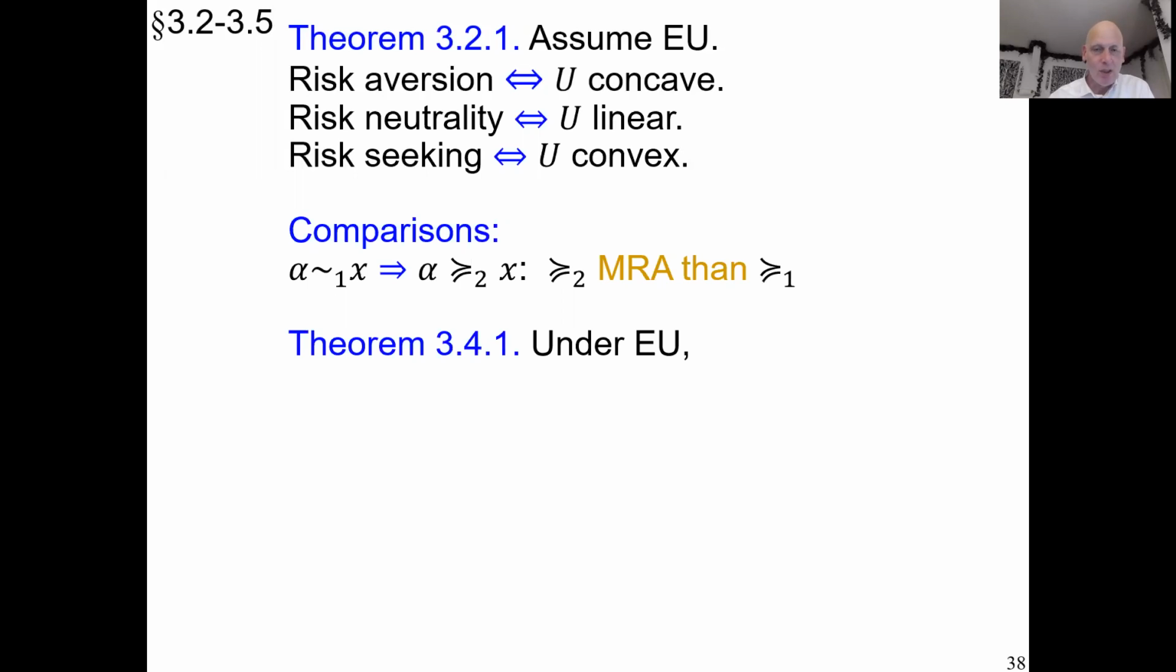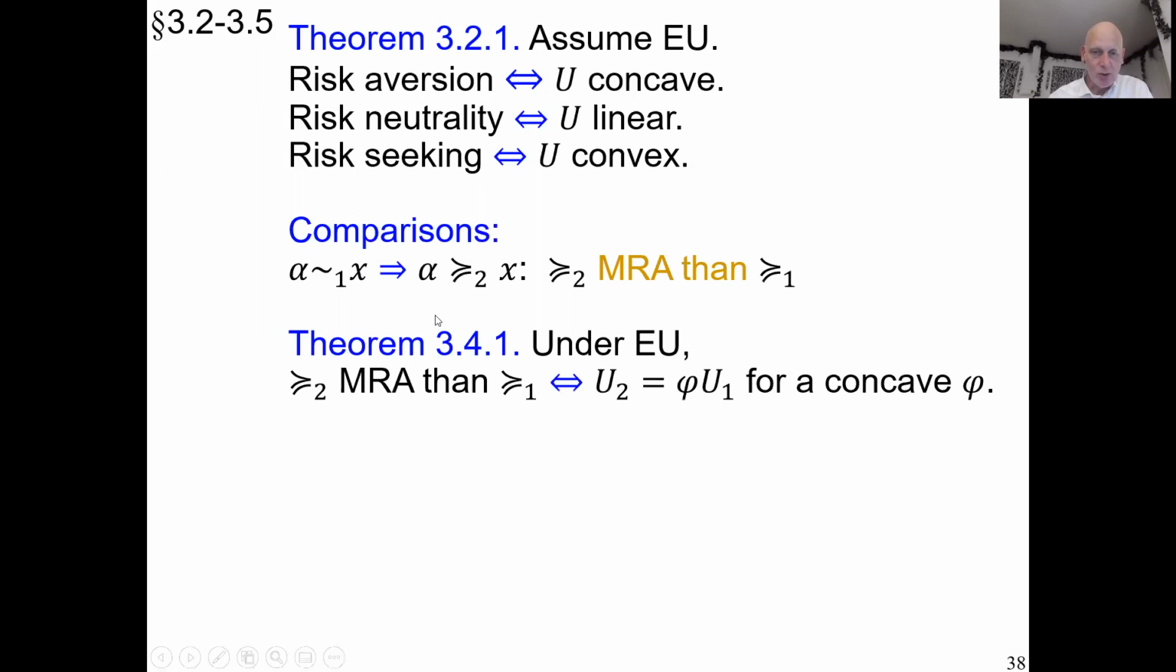A theorem: if we have expected utility for both decision makers, then decision maker 2 is more risk averse than decision maker 1 if and only if the utility function of decision maker 2 is a concave transformation of the utility function of decision maker 1, so phi is concave. This result quite naturally fits with the previous result. Risk aversion if and only if utility is concave, more risk averse if and only if more concavity is brought into the utility function. So that makes quite some sense.